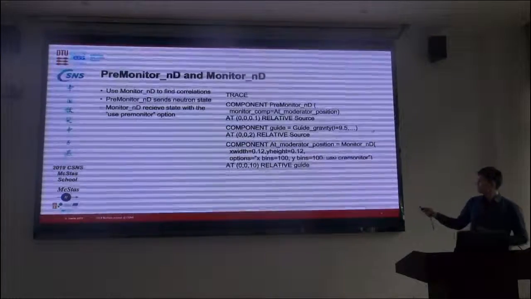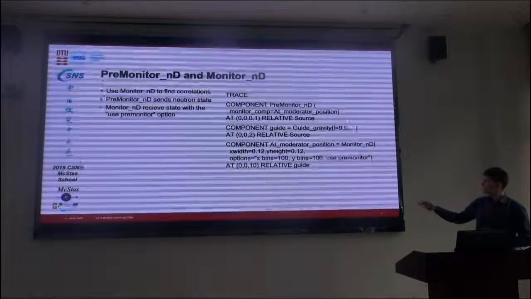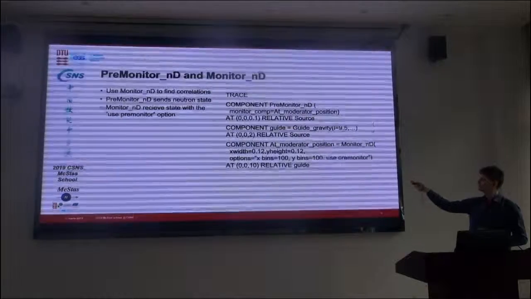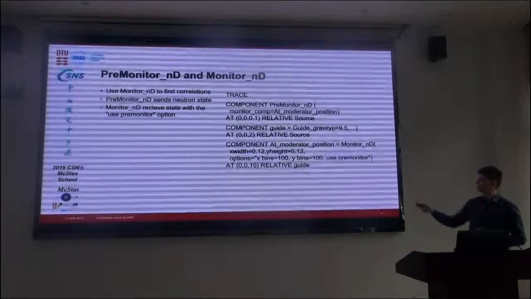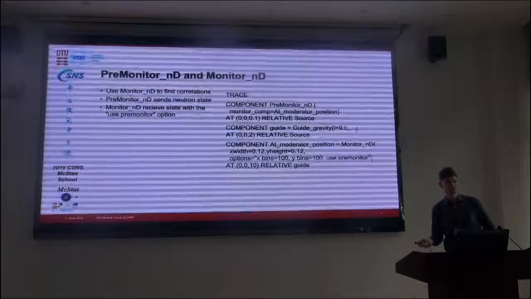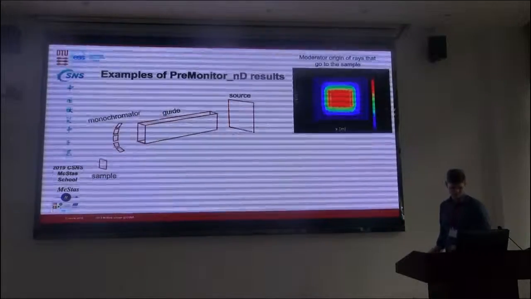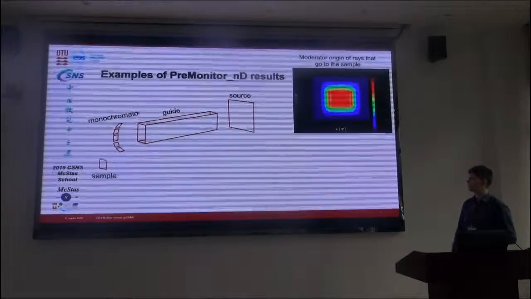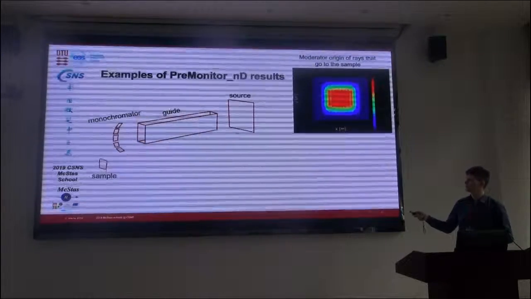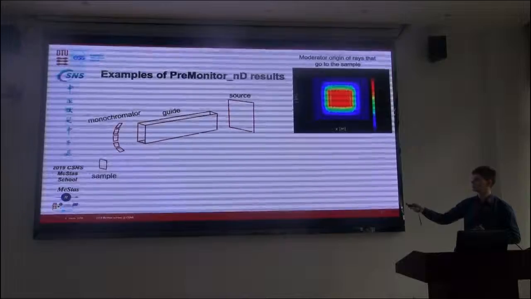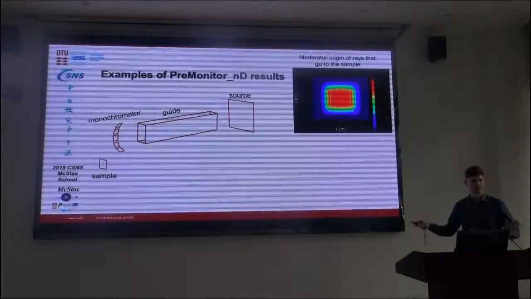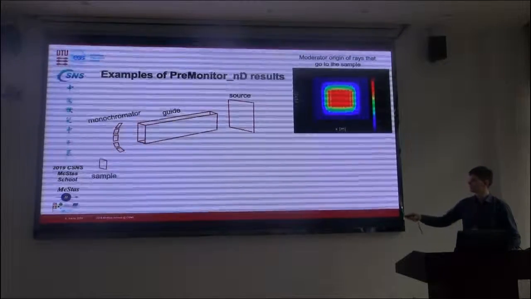It requires that you set the option USR monitor, and it requires that you name the monitor NB component that you wish to use at a later time. So I made a small example. I actually took the one from Tuesday that we used as an exercise, where we just had a source, a guide, a monochromator with five blades of vertical focusing, and then a sample.